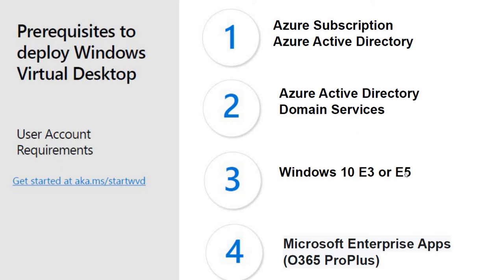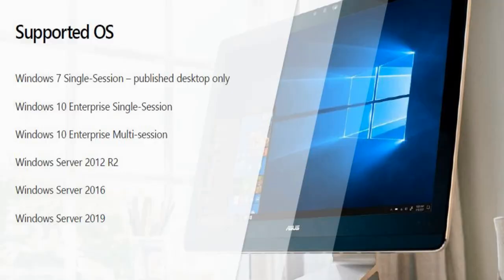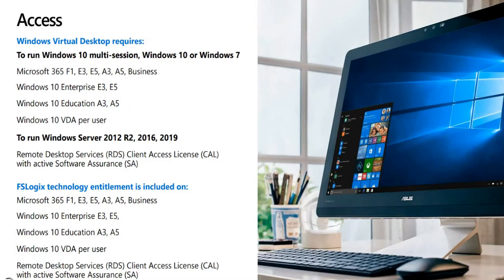You should have a license, either Windows E3 or E5 minimum, to run Windows Virtual Desktop. You should also have an Office 365 Pro Plus license to use the enterprise apps. So these are the prerequisites to deploy a Windows Virtual Desktop. Supported operating systems are Windows 7 single session, Windows 10 single session, Enterprise 10 multi-session, and Windows Server 2012, 2016, and 2019. Currently, Linux machines are not supported. I hope they will do it in future updates.